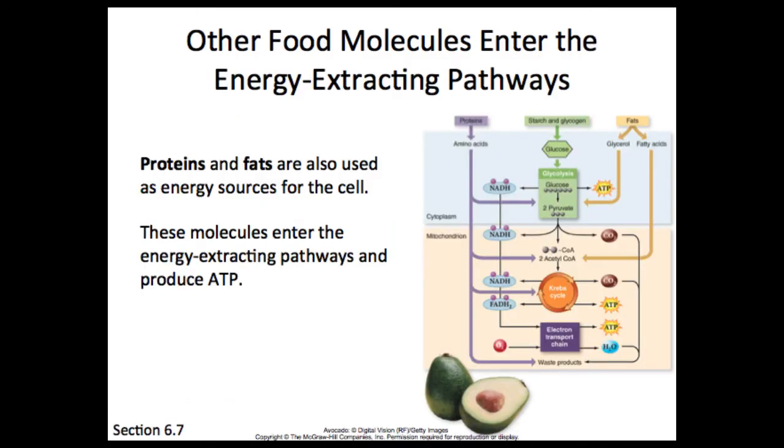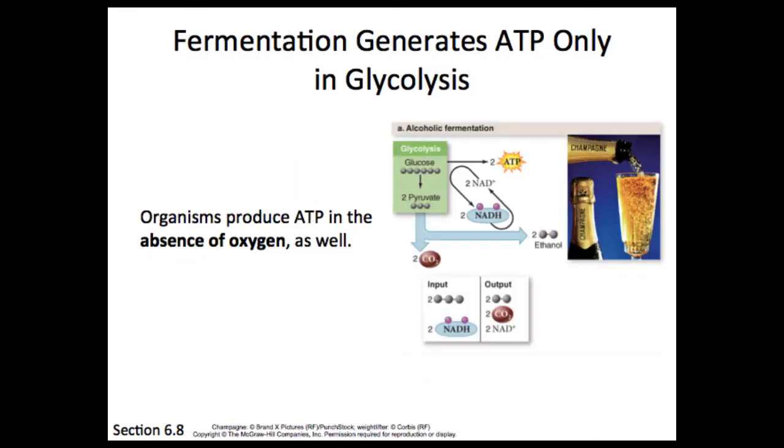Proteins and fats are also used as energy sources for the cell, but please note that these molecules enter our energy extracting pathways in slightly different places, but overall they can still help produce ATP for our cell.